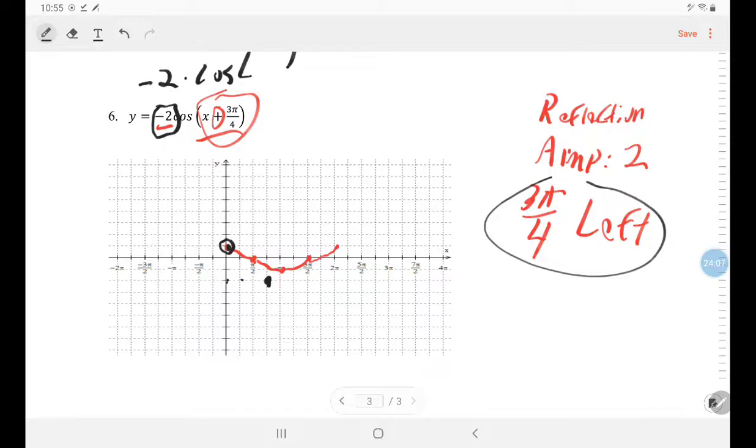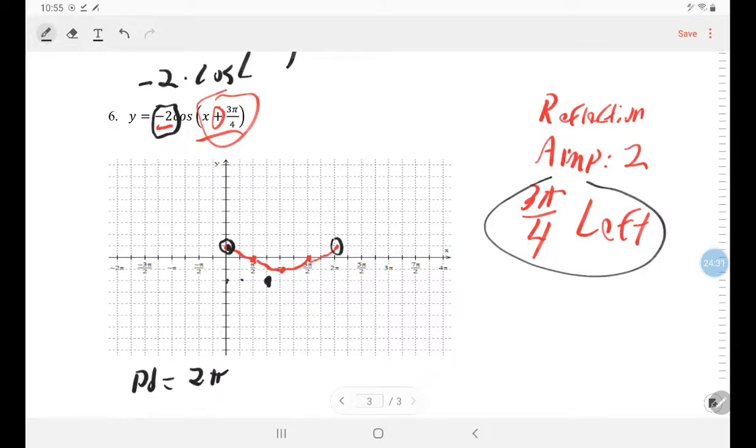This is where what I was talking about on that other graph plays in very nicely. You see how the original parent function starts at 1 and ends at 1 like this? So since this one starts at -2, guess what it's going to do? It's going to end at -2. How long does it take for the cosine to do its thing? Well, the period of the cosine is 2 pi.